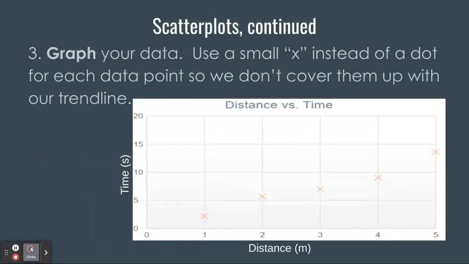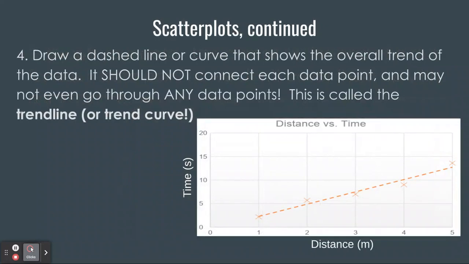Then you need to graph your data. It's helpful to use a small x instead of using a dot for the data point so that you don't cover them up with the trend line. Draw a dashed line or curve that shows the overall trend of the data. This is really important. It should not connect each data point, and it may not even go through any of the data points because it's called a trend line, as in it's showing the trend, or a trend curve. If you are trying to make your trend line straight, it's really helpful to use a ruler. If you're trying to make it a curve, then you should freehand it.